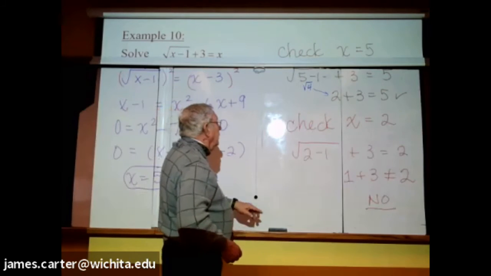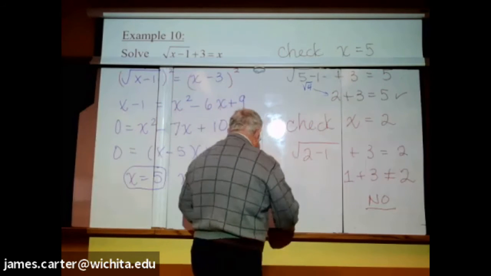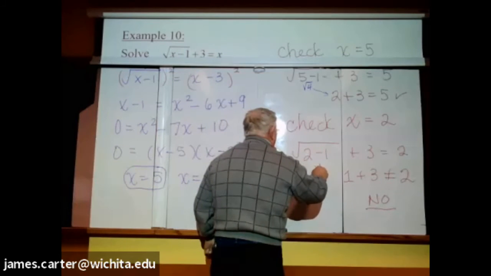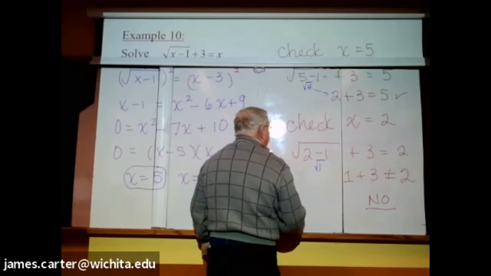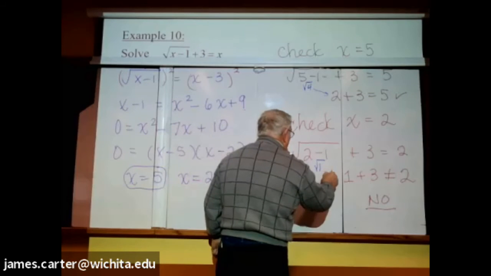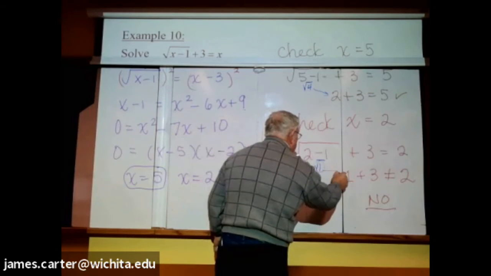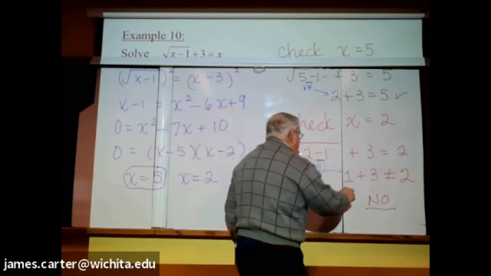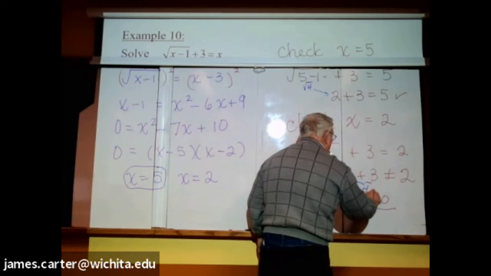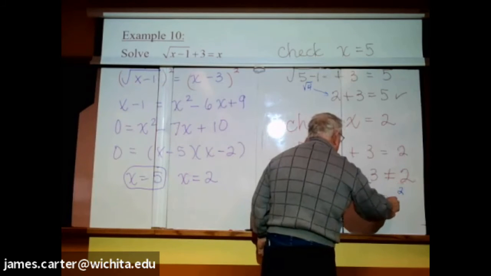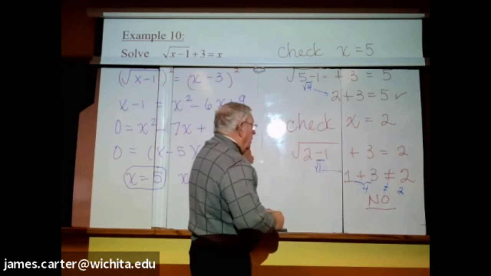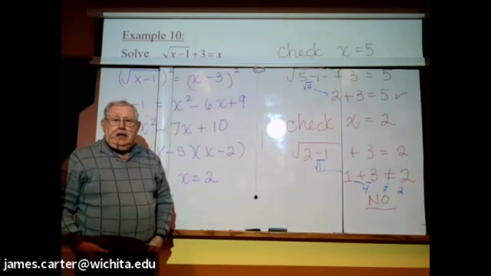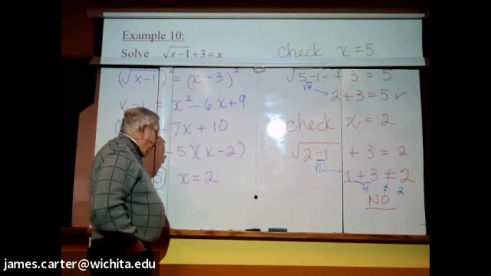Now let's check the 2. Okay, I put this in here. 2 minus 1 is 1, square root of 1. Okay. So square root of 1 is 1. It extracts and gives me that. And I get 1 plus 3 is 4. And that's not the same as 2. So that's what we're calling an extraneous answer. An answer that won't check out in a valid manner.